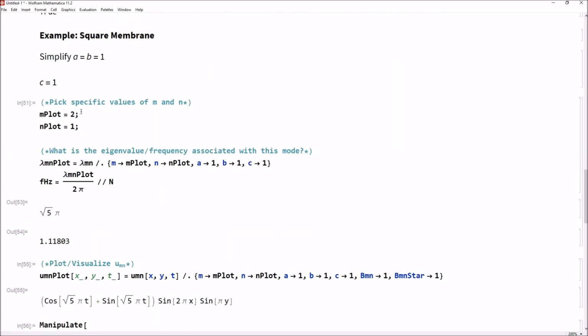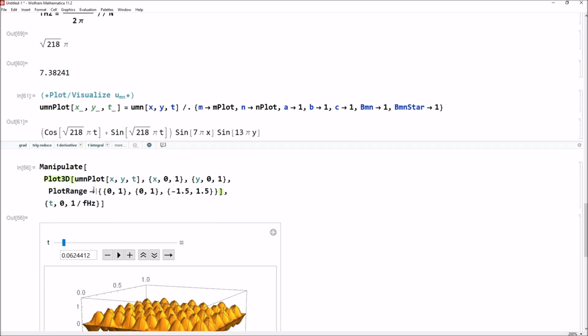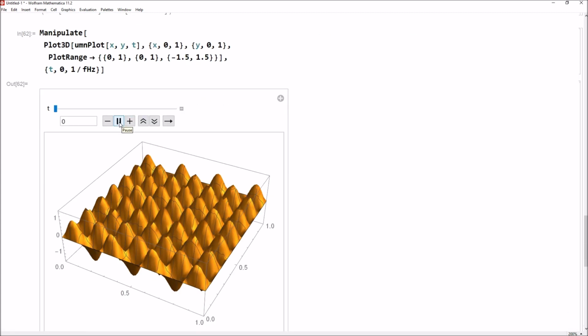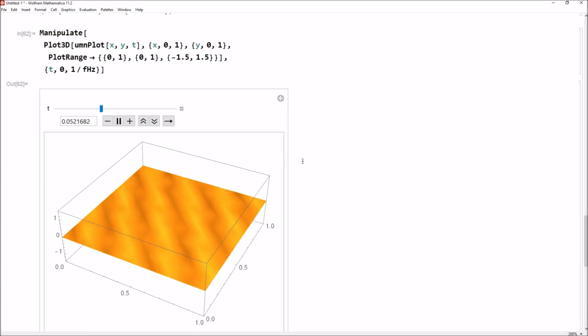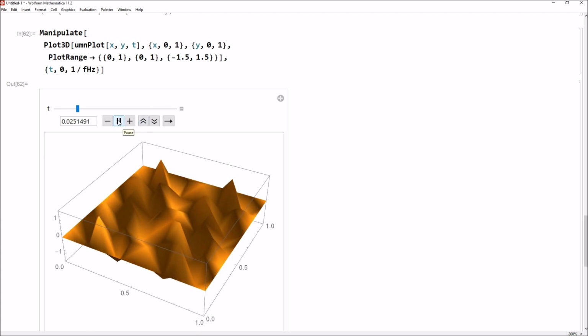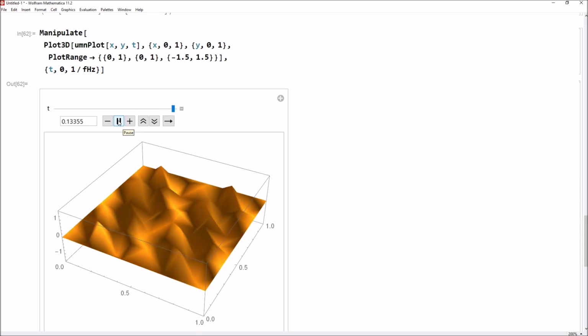For giggles, maybe let's do the 7, 13. Let's see what this looks like just for fun. Oh boy, look at this. It looks like a bunch of eggs running all over the place, like an egg carton. But here we go. This is this other interesting oscillation mode of this plate. Okay, so I think we've got the eigenfunctions licked here.